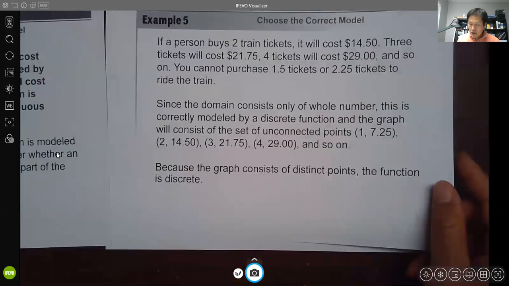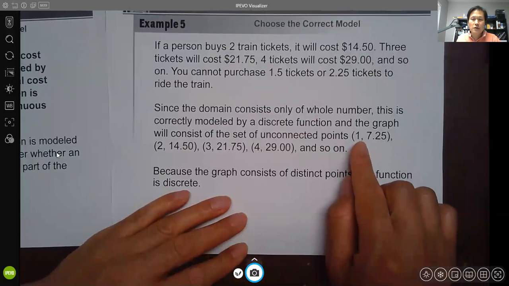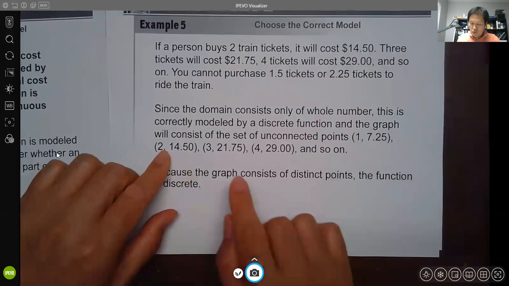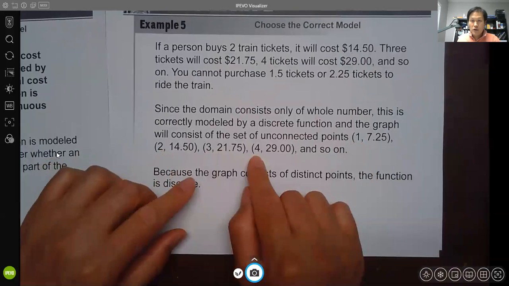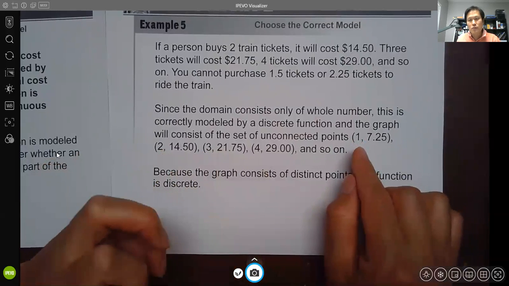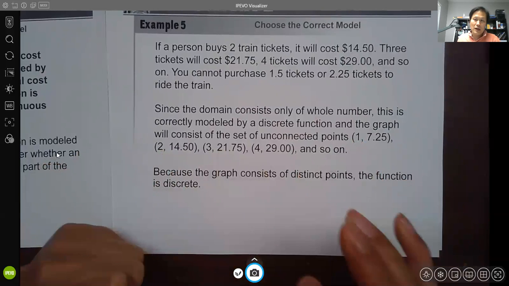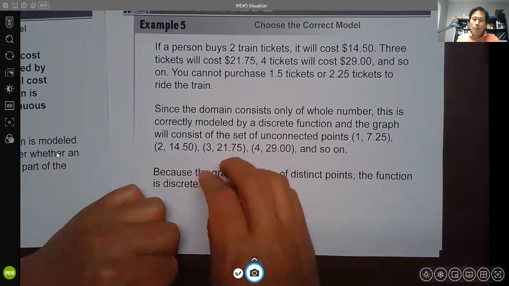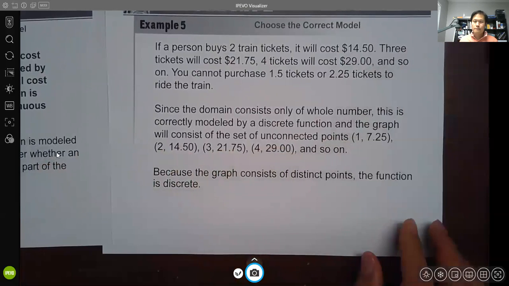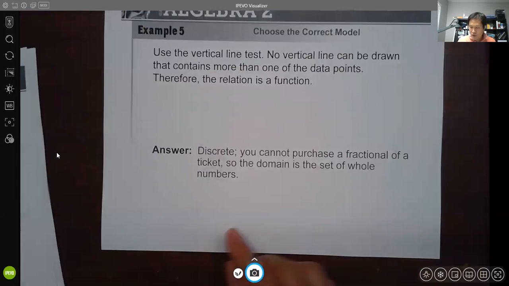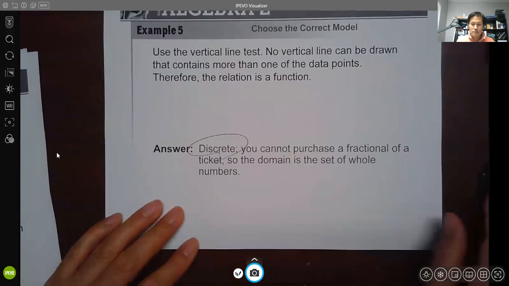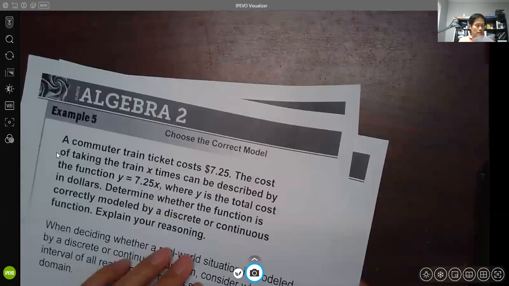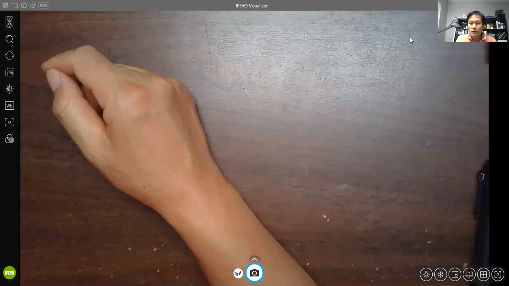Why discrete? You can have only x values of 1, 2, 3, 4. You cannot have x values of 1.1, 1.72. That's not possible. So if you plot this, plot this, plot this, that's going to be all points because of the situation. So the answer should be discrete. Okay, that's all for this chapter.